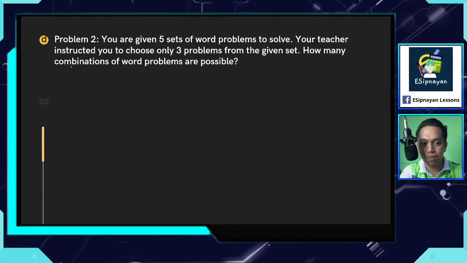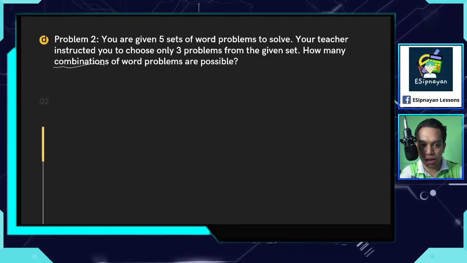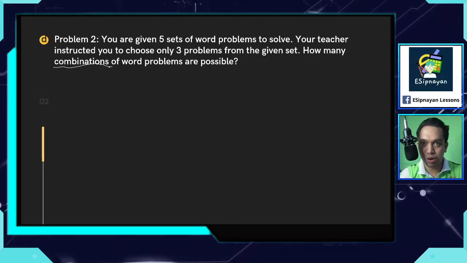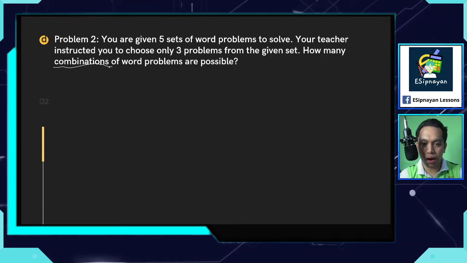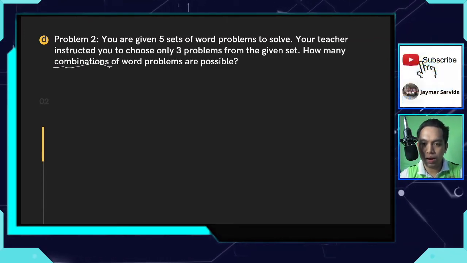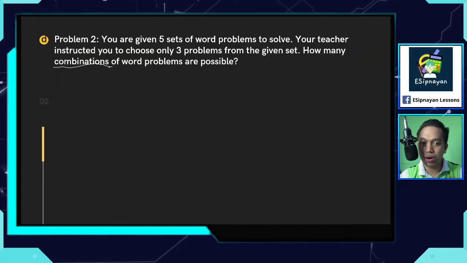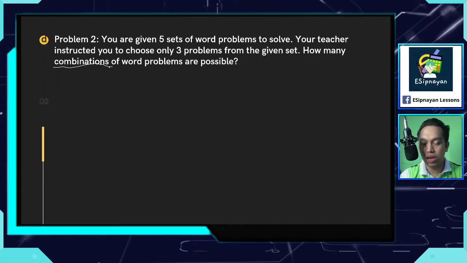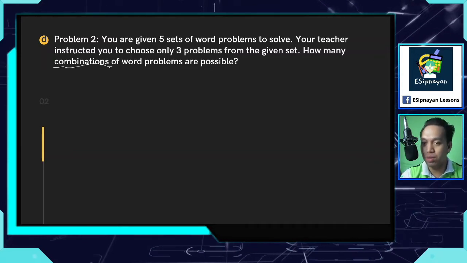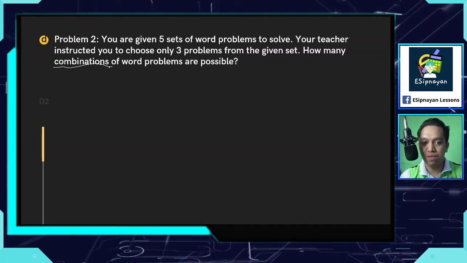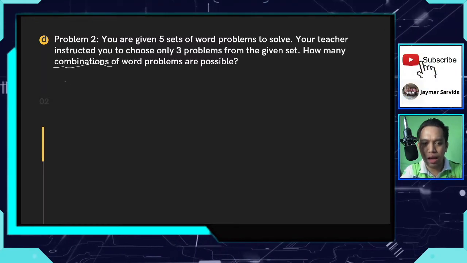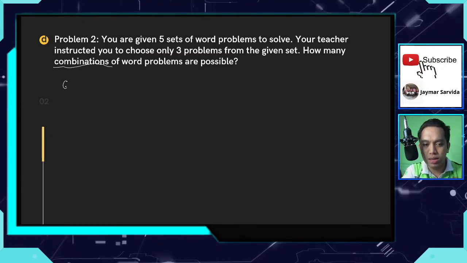Dito pa lamang may word na tayo na combinations. So combination. And then, ano ba yung required dito? Yung required dito or kung ano yung ina-ask ng ating problem is the number of possible combinations of word problems. Ito yung tinatanong. So, ano yung given natin dito? Diretso na tayo sa given.